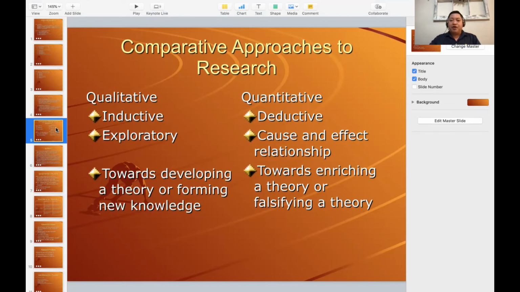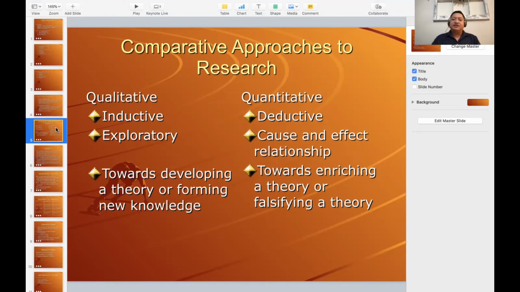For example, factors affecting the COVID-19 pandemic, because this is relevant today. So, for example, what are these factors? Not wearing a mask, not washing your hands with soap for at least 20 seconds. So, there is a cause and effect relationship.